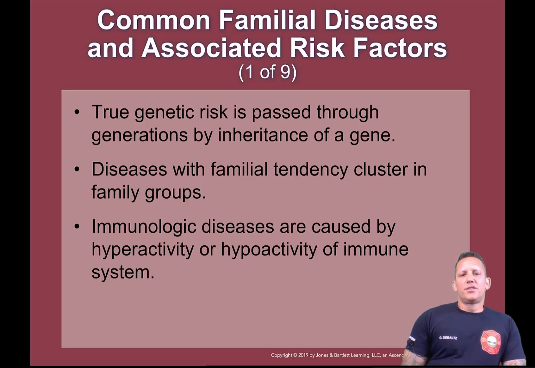Familial diseases and associated risk factors. True genetic risk is passed through generations by an inherited gene. This again would be people who, at a genetic level, have a higher propensity for cardiovascular disease. Diseases with familial tendency cluster in family groups, and then immunologic diseases are caused by hyperactivity or hypoactivity of the immune system.